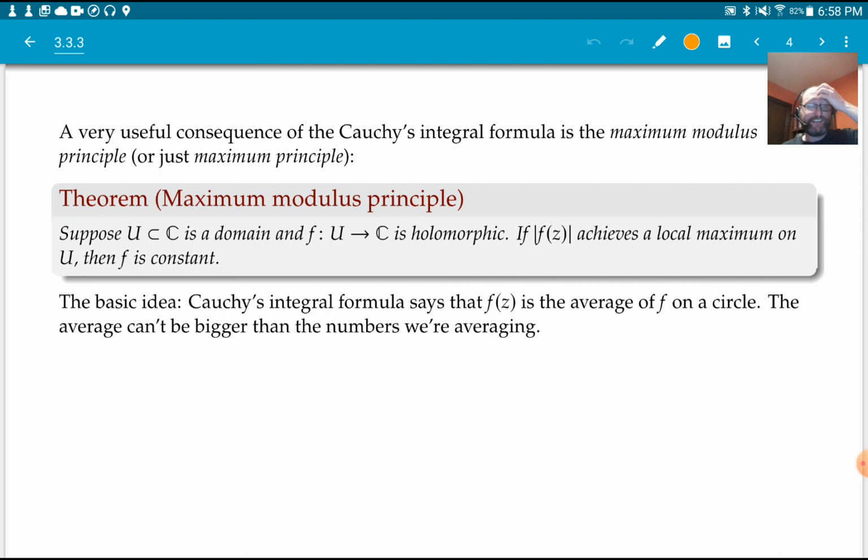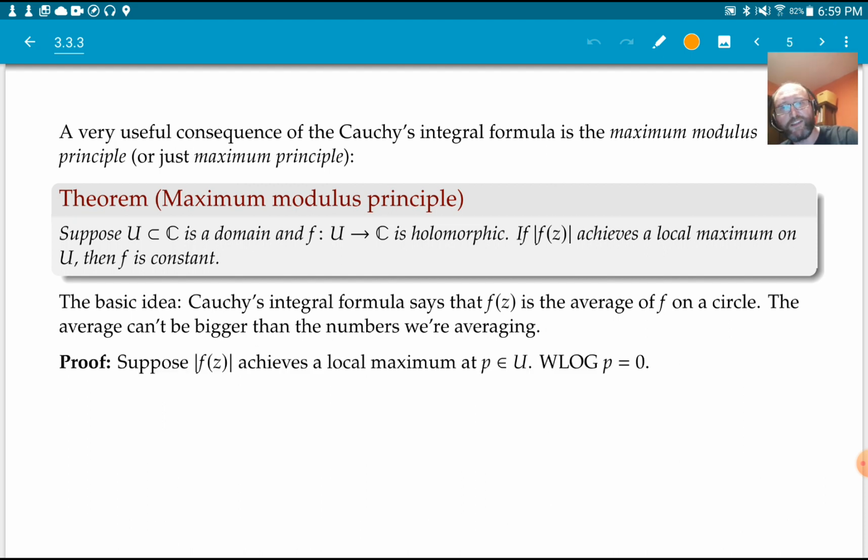So what's the basic idea? The basic idea is that Cauchy's integral formula says that f is the average of its values on a little circle around the point. Now, if we're averaging a bunch of numbers, the average cannot be bigger than the numbers themselves. And if the average achieves the maximum of the numbers, then all those numbers were actually equal. That's the basic idea. So how do we do this?